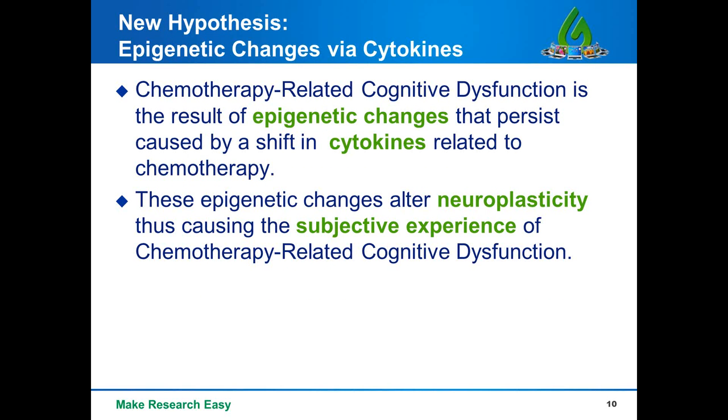So there is a new emerging hypothesis about what causes chemobrain. This new hypothesis is that epigenetic changes are induced by cytokines, and this can cause chemobrain. The hypothesis is that chemotherapy causes a shift in the cytokines in the body, which then cause epigenetic changes that can persist after chemotherapy has ceased. The epigenetic changes may alter neuroplasticity and cause the subjective experience of chemobrain.